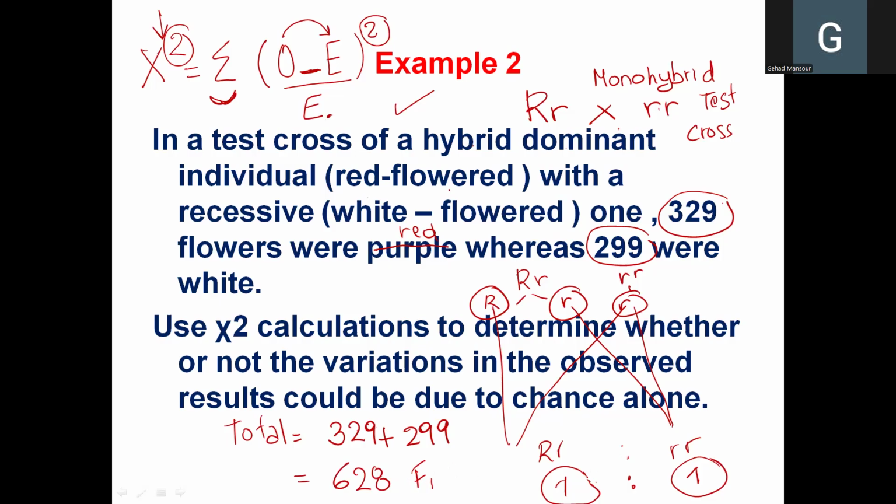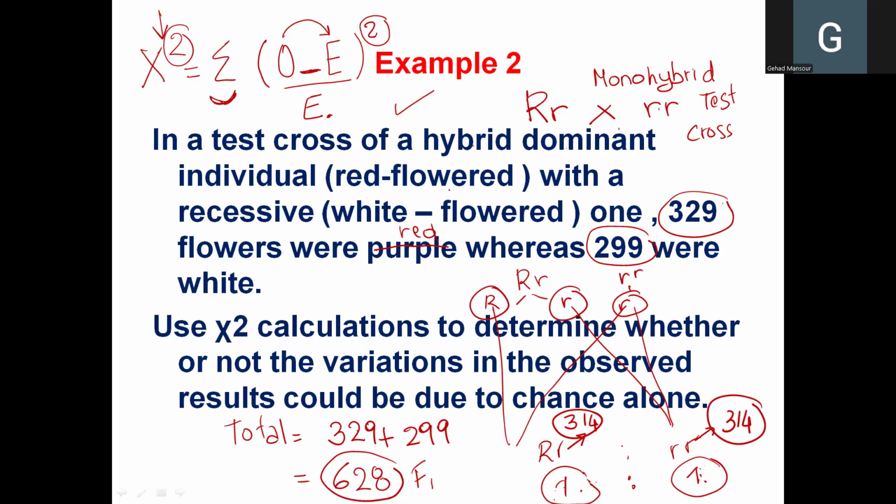So according to our Punnett square, or according to here, we didn't draw a Punnett square, we drew a genetic diagram. The ratio should be 1:1. So the total parts are 2, and therefore we are expecting this genotype to be represented by half those offspring, which is 314, and the other genotype to be represented by 314, because theoretically the ratio should be exactly 1:1.